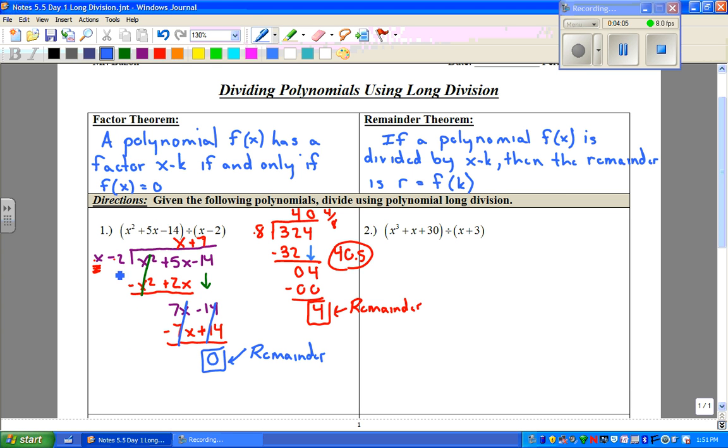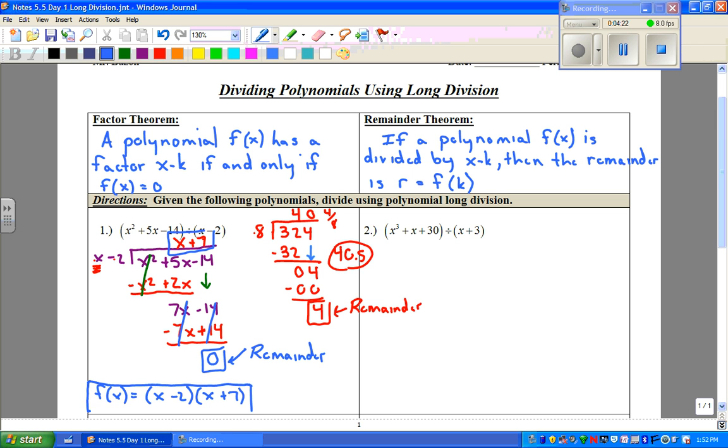So if we wanted to write that in factored form, you have these two factors: x minus 2, and now you have this right here, which is x plus 7.